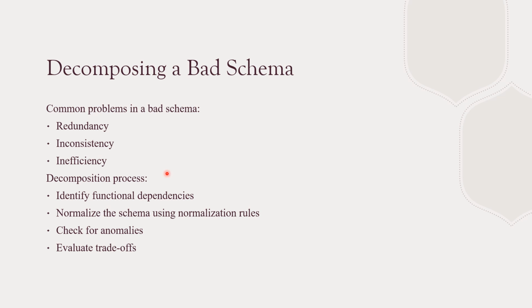And the decomposition process is identifying the functional dependencies, how we can reduce the data redundancy, how we can minimize the anomalies, and evaluating the trade-off and improving the data integrity. That is, normalization will help us ensure that the data is consistent and accurate by enforcing the relationship between the tables. How? By using the primary and foreign key.